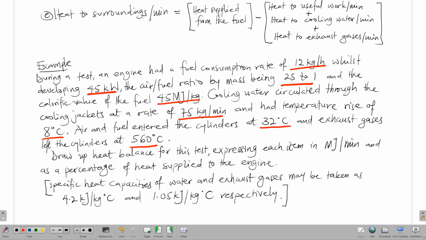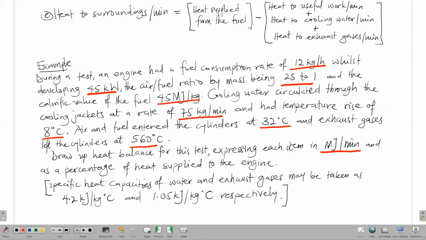Now, our job is to make an account of how the heat energy produced from burning the fuel gets to be expended. So we have to draw up a heat balance for this test. Then we express each item in terms of megajoules per minute and also in percentage of the heat supplied to the engine.